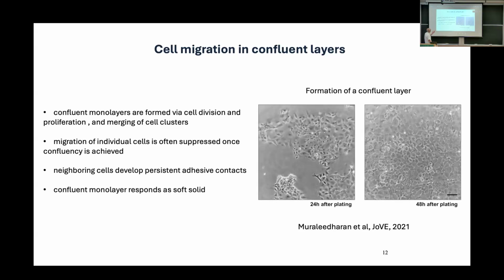Confluent layers, as I mentioned, are formed via cell division and proliferation and merging of cell clusters. Often cell migration is suppressed in these monolayers because cells adhere strongly to each other. They develop persistent adhesive contacts, and a confluent monolayer behaves like a soft solid. A good question is, what are the properties of this solid? This is a highly unusual solid.